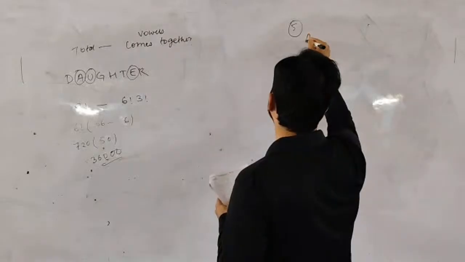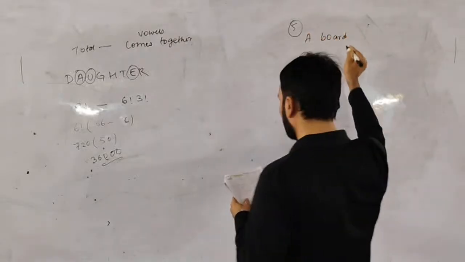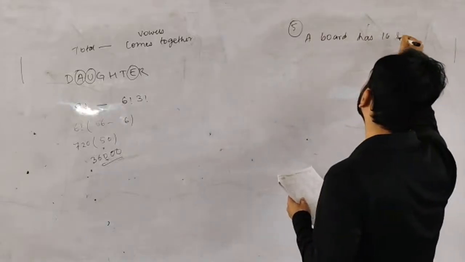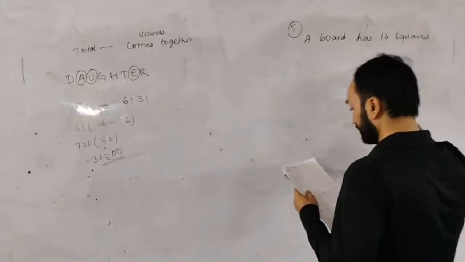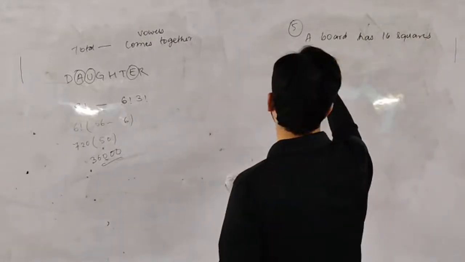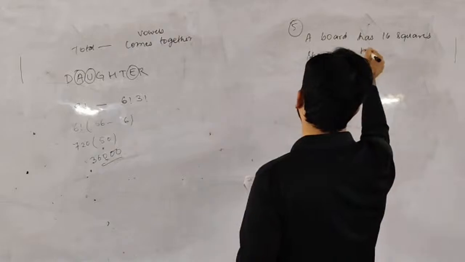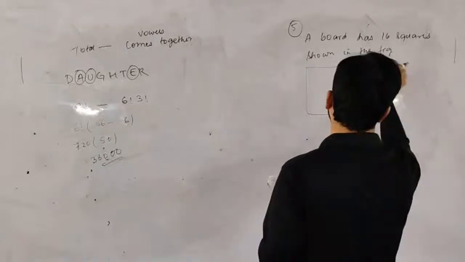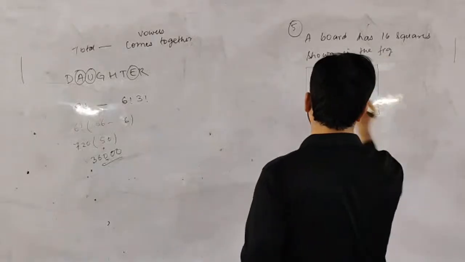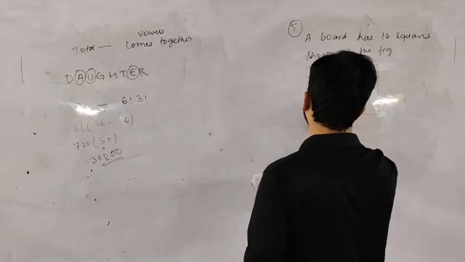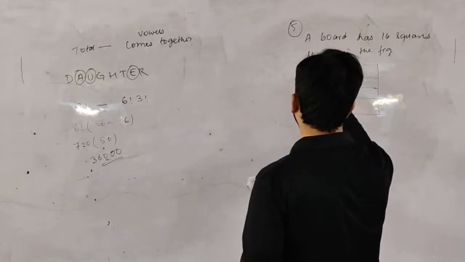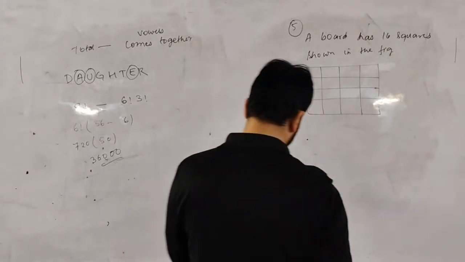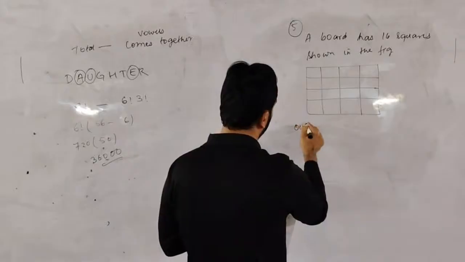A board has 16 squares, shown in the figure. The figure is also given. So there is some kind of board which has 16 squares. I am making it a square. Okay, this is a rough one.